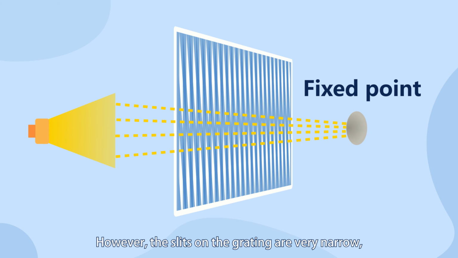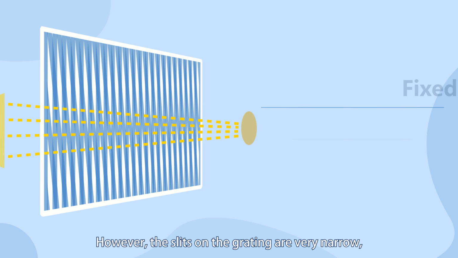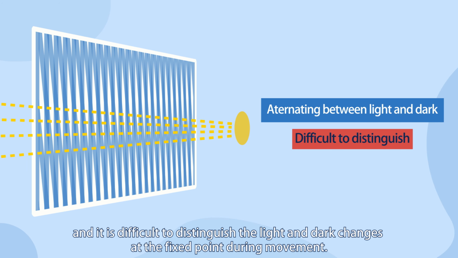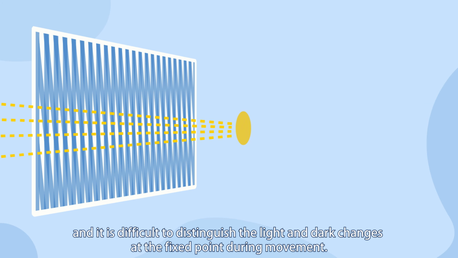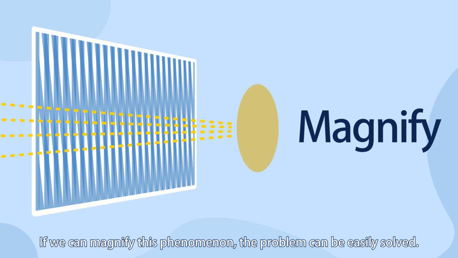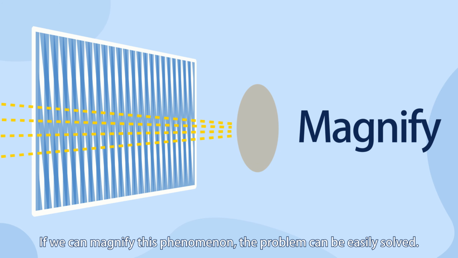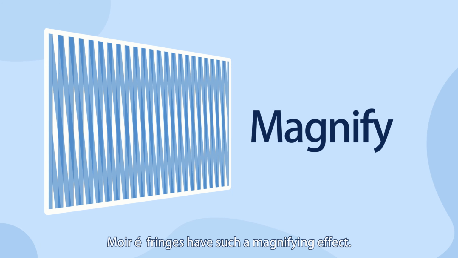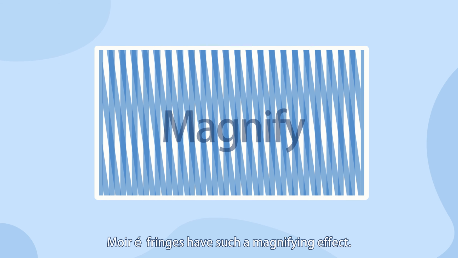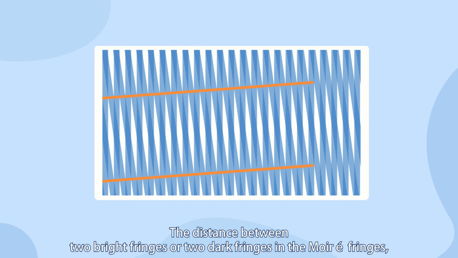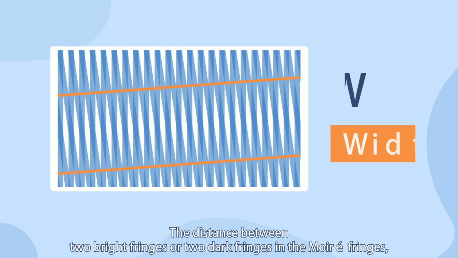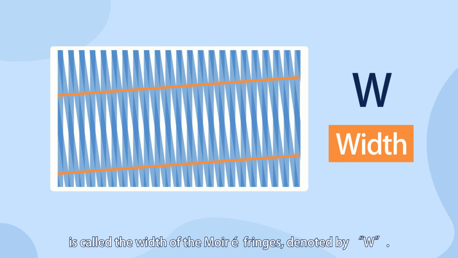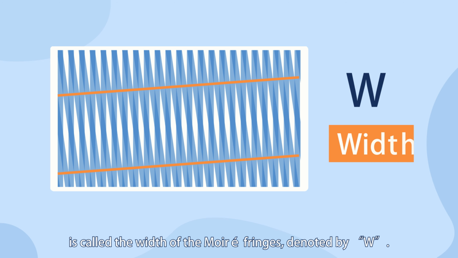However, the slits on the grating are very narrow, and it is difficult to distinguish the light and dark changes at the fixed point during movement. If we can magnify this phenomenon, the problem can be easily solved. Moore fringes have such a magnifying effect. The distance between two bright fringes or two dark fringes in the Moore fringes is called the width of the Moore fringes, denoted by W.